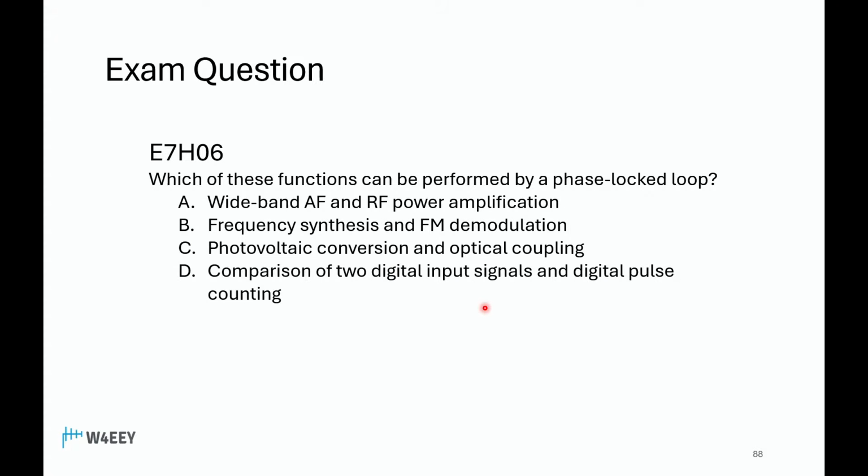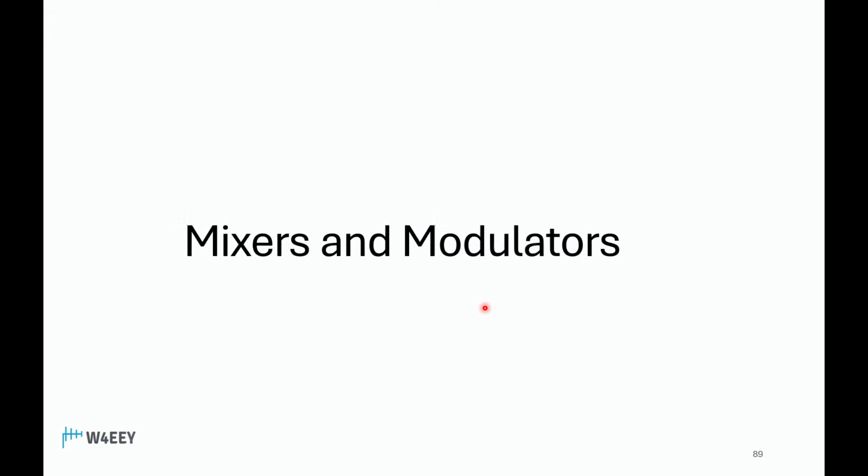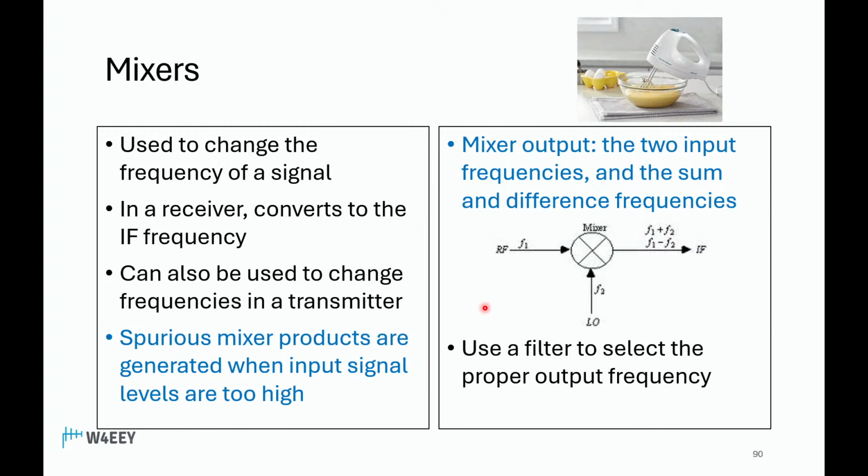Which of these functions can be performed by a phase lock loop? Bravo. Yep, frequency synthesis and FM demodulation. Take a quick look at mixers and modulators. We've touched on this in other chapters, other sections already. These are more building blocks for radio.